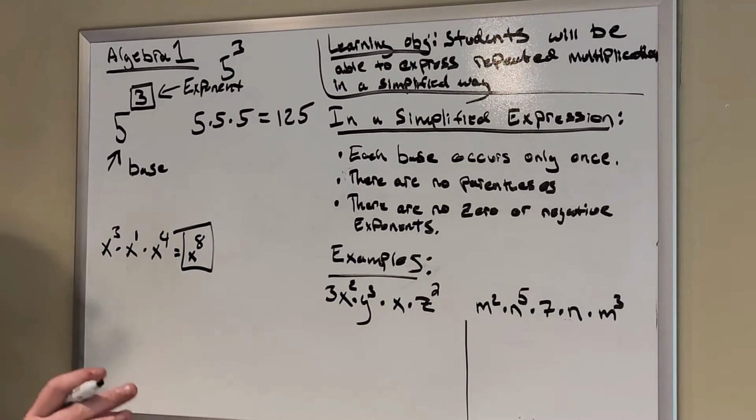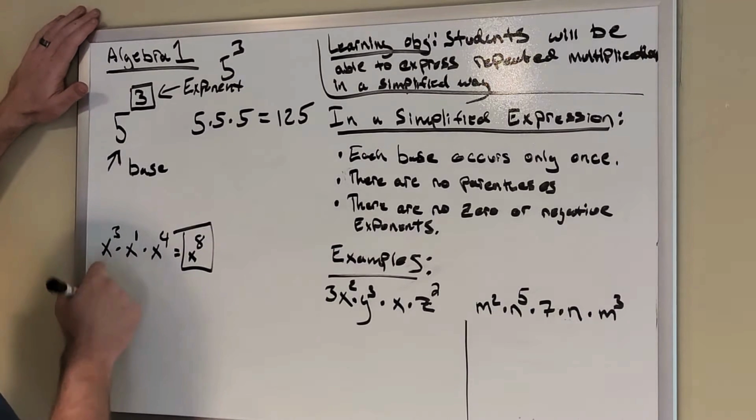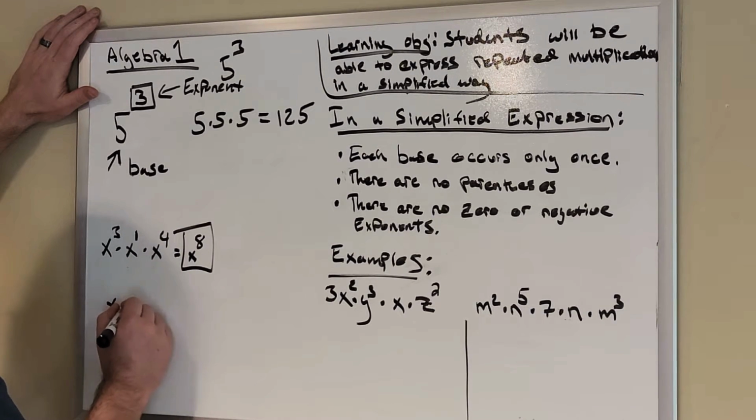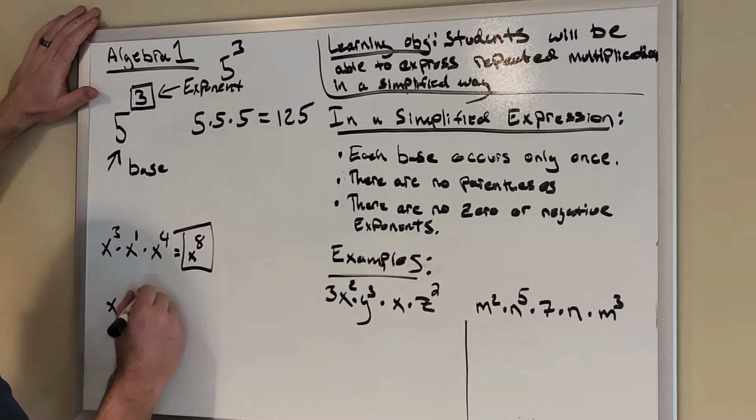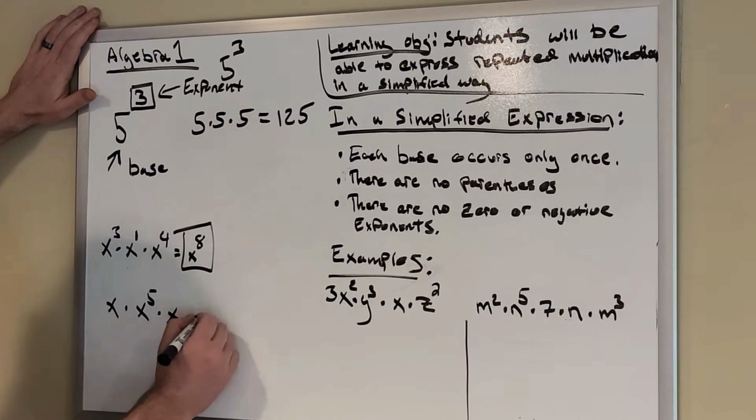Where some people mess up is when you have x times x to the fifth times x.